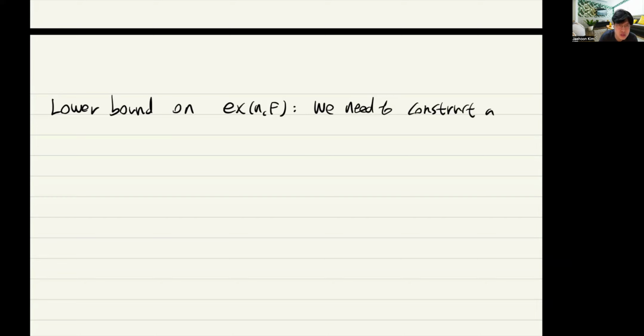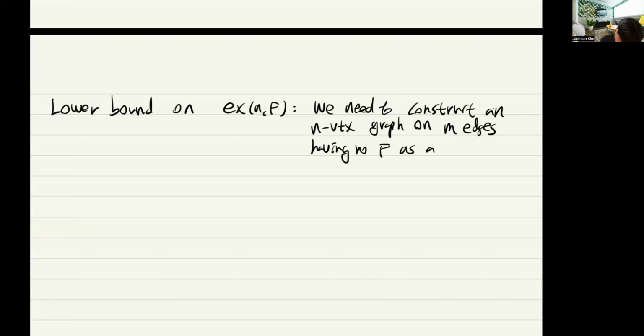a graph, an n vertex graph, with m edges, having no copies of F as a subgraph. If we do that, then this lower bound is proved.